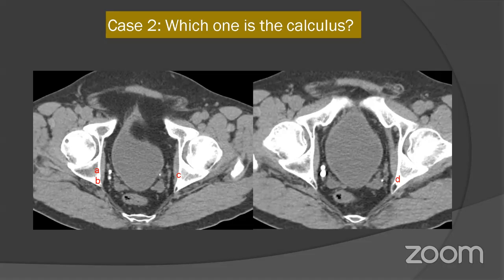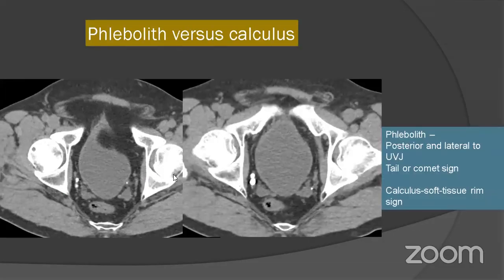Excellent. So I'm getting C. That is absolutely the correct response. And the reason is because you're seeing this soft tissue rim around the calcific density, which is the edematous ureter around the impacted calculus in the terminal ureter. Also, a phlebolith is seen more lateral and posterior to the ureterovesical junction. And you may also see the tail or comet sign.